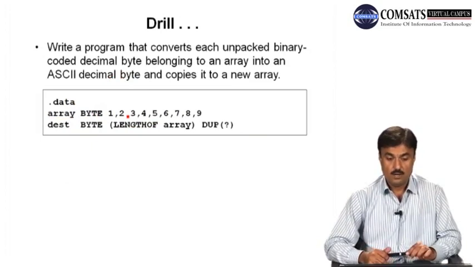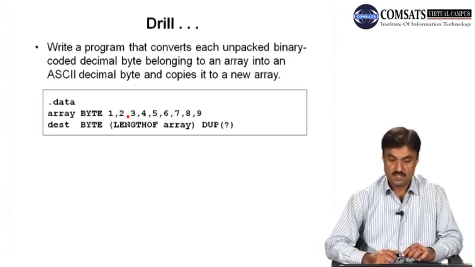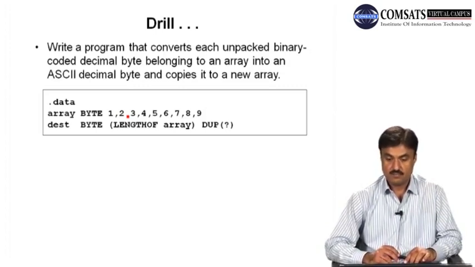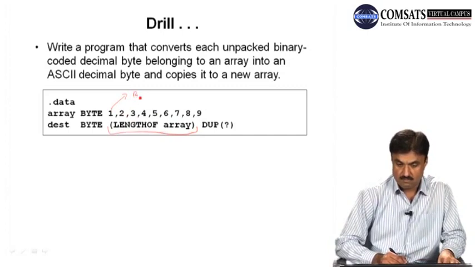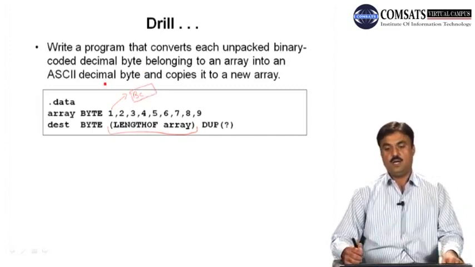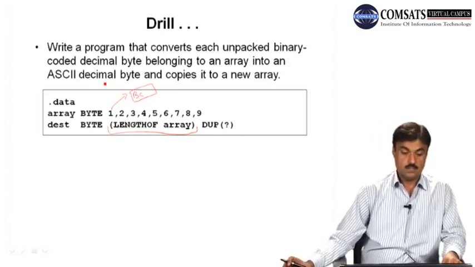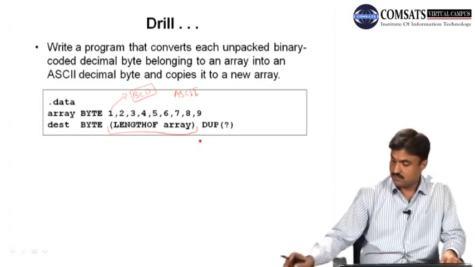So here you can see, this is a drill question: write a program that converts each unpacked binary coded decimal (BCD) byte belonging to an array into the ASCII decimal byte and copies it into a new array. So this is the BCD value, so it should be converted into the ASCII value and copied inside this one.